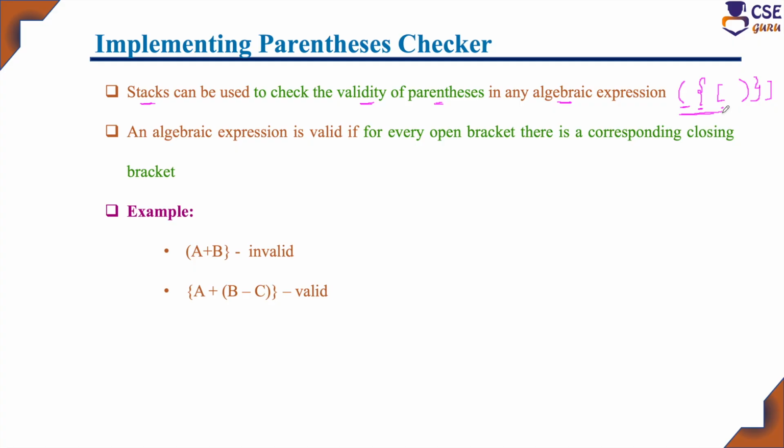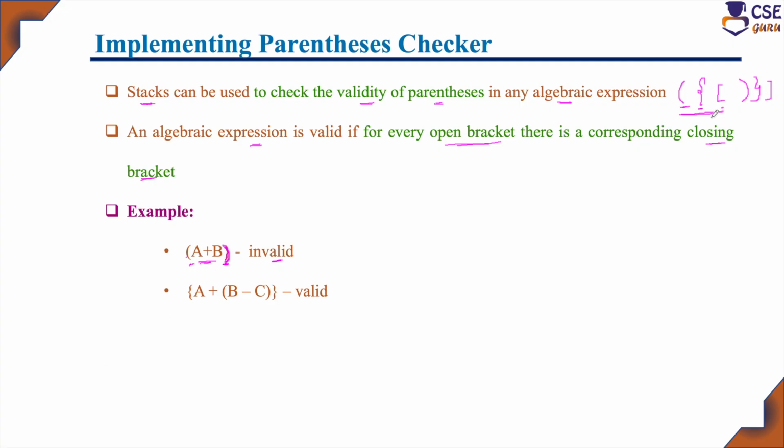So it is necessary to check the validity of parenthesis in any programming, and we can easily check it using the stack data structure. An algebraic expression is said to be valid if for every open bracket there is a corresponding closed bracket. For example, if an open parenthesis is there, then a plus b, and here a closed curly bracket is there, it is invalid because a closed parenthesis should be there. Then only it is valid.